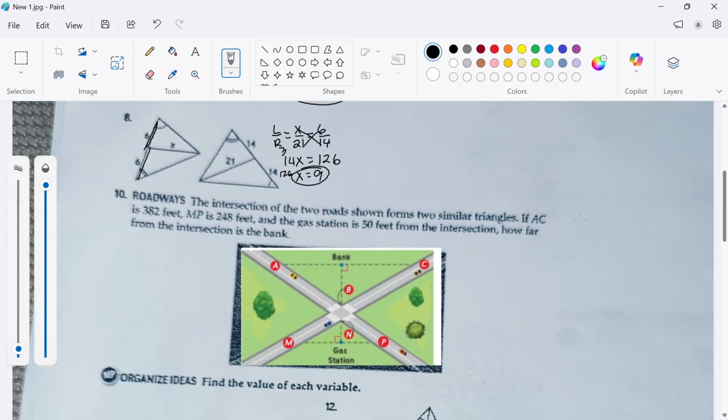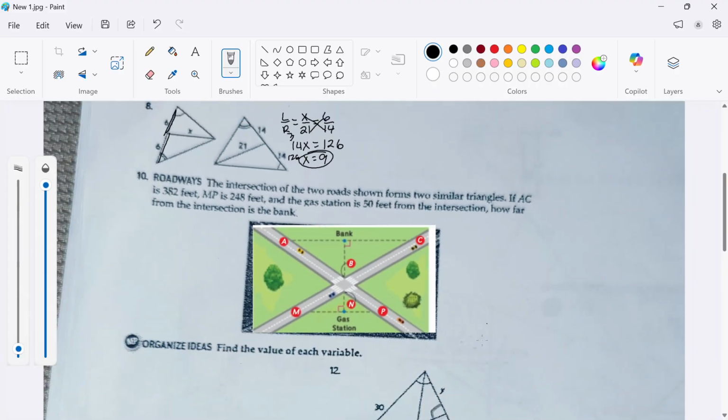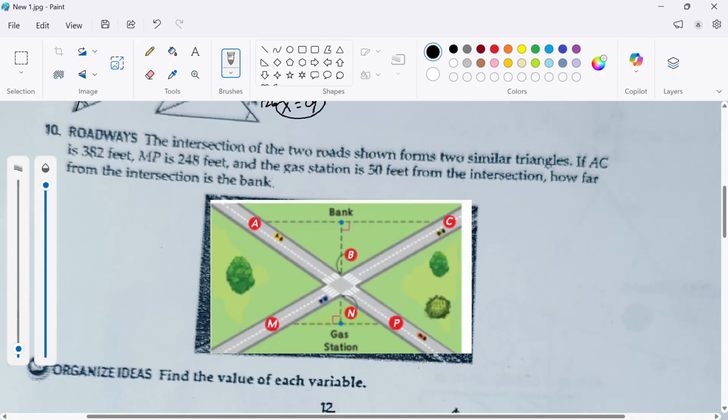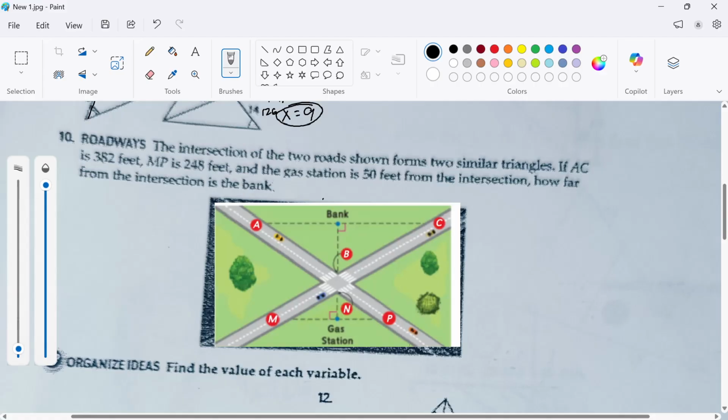Okay, here's another one. This is going to be similar triangles. The intersection of two roads shown forms two similar triangles. If AC is 352 feet, I'm going to draw this in, 352 feet. MP is 248 feet. This is 248 feet. And the gas station is 50 feet from the intersection. Here's the intersection, so the gas station is 50 feet. The intersection is where these two triangles cross. See, they look like that. So there's the intersection, it's 50 feet. And then how far from the bank is the intersection? That's what I want to find.